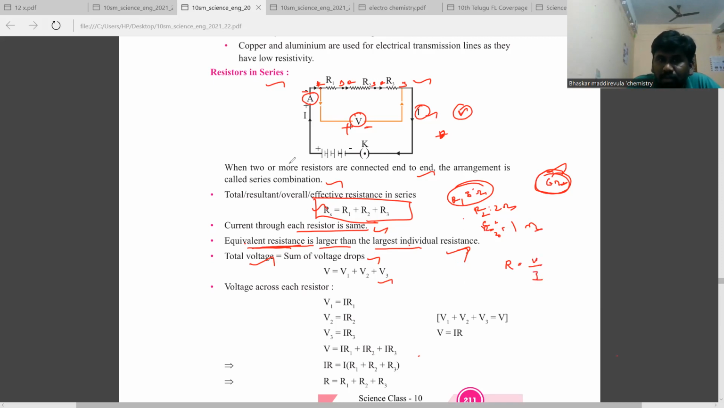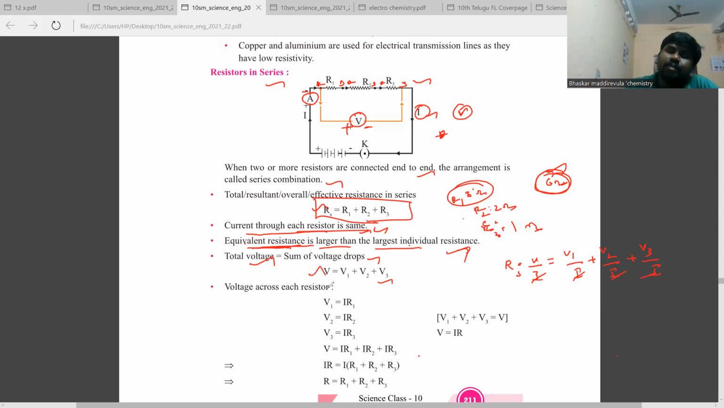So already we know, when resistors are connected in series, the current passing through the resistors is always the same. I is the same. That is, the resultant resistance Rs equals V by I, that is V1 by I plus V2 by I plus V3 by I. Why am I keeping the I here? Because the current is always the same through each resistor. Then the I gets cancelled.